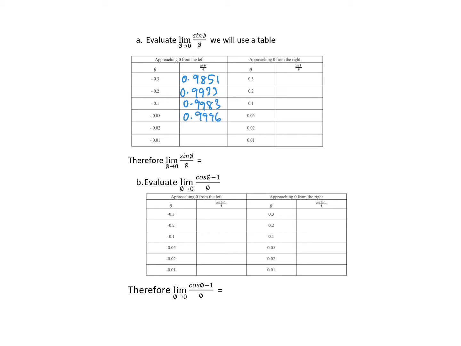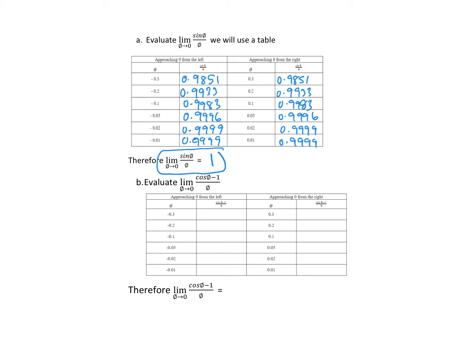And as we approach from the left, it looks like the value of the limit is getting closer and closer to 1. And let's go from the right side. We'll do the same thing. We'll pick some values that are getting progressively closer to 0 from the right side, and we'll see if we get the same result. If we get the same result as we go from the left to the right, then we know that limit exists, and it looks like from both sides we are approaching 1. So we can say the limit as theta approaches 0 of sine theta divided by theta equals 1.